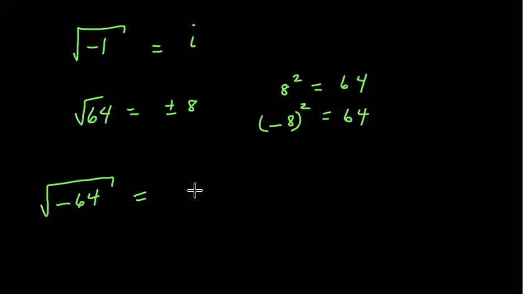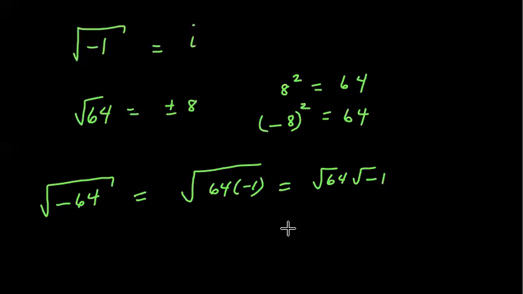What we have here is the square root of 64 times negative 1. And as we showed you earlier, this is the square root of 64 times the square root of negative 1. Hence, this is 8i, because the square root of 64 is 8, and the square root of negative 1 is going to be i. We'll come back to that in a minute. So let's get back to i.